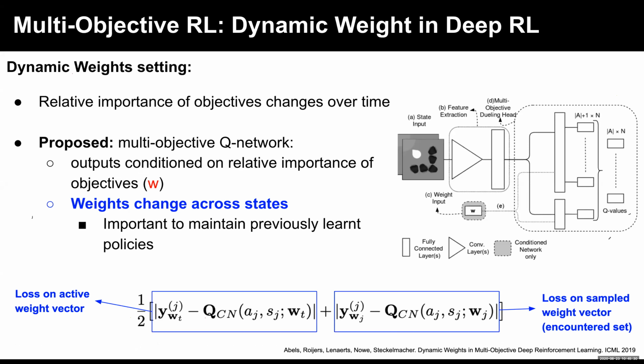Essentially, to make sure that we are maintaining the previously learned policies from the previous state, while at the same time adapting as the weights change across states, what we can do is have a loss on the active weight vector and a loss on the sampled weight vector from the previous states. So you have an active state: what's my loss based on the weights in the current state? And then I can sample one of the previous states and get a loss based on the sampled weight vector from the previous set. And then we can combine these two.